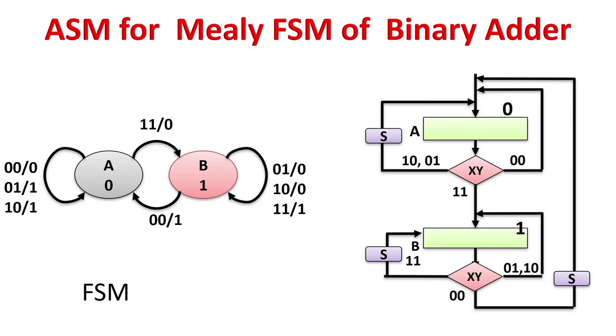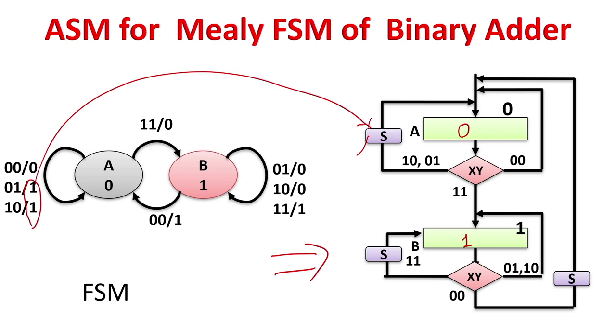So if we convert this to an ASM, how does it look? It has two states, A and B, similar to the Mealy FSM, and this is state A. This one is the carry bit, and based on the value of x y, if it is 0 then the output also goes to 0, and if it is 0 1 or 1 0, then the output sum is equal to 1. So this part corresponds to this thing.